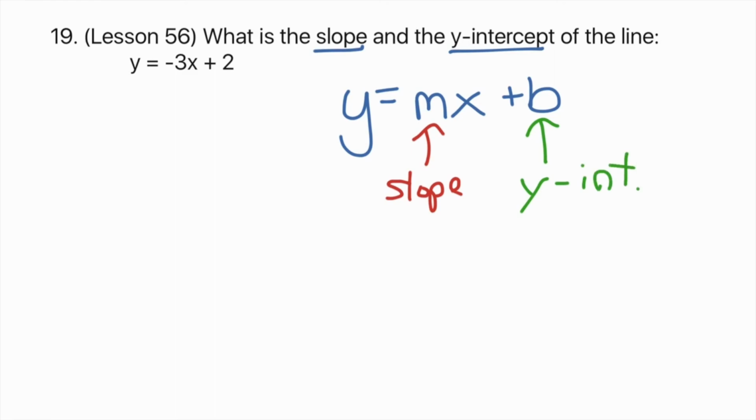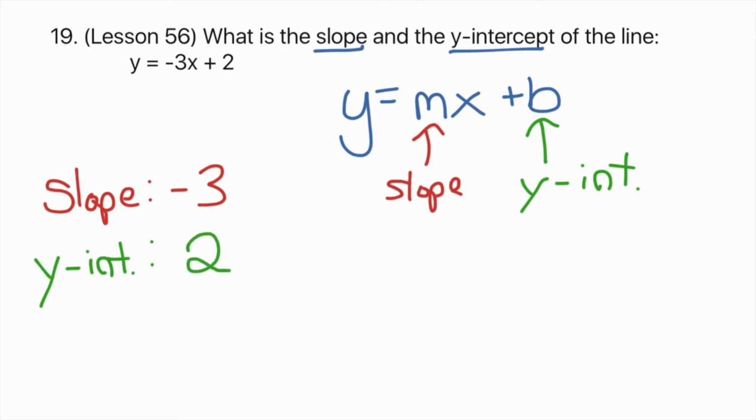Going back to our equation, we see that the number negative 3 is in front of the x and in the m spot. So the slope of this line then is negative 3. The number by itself and at the end is 2, so our y-intercept is a positive 2. And that's it. You could also write this as the point (0, 2).